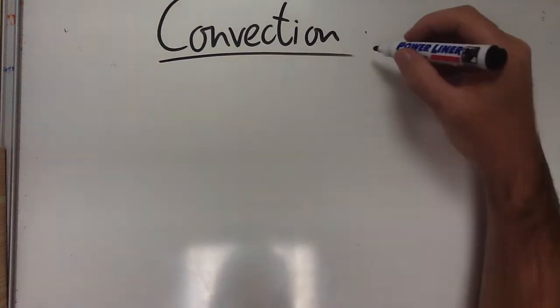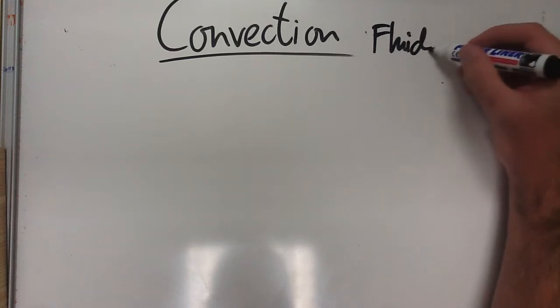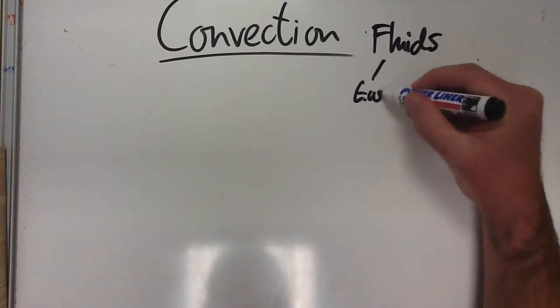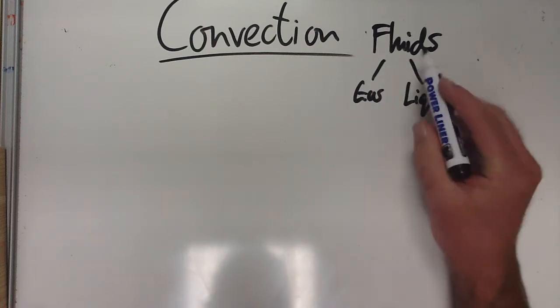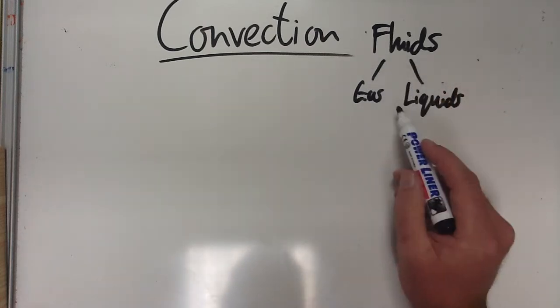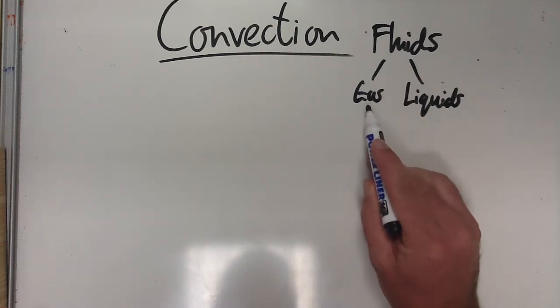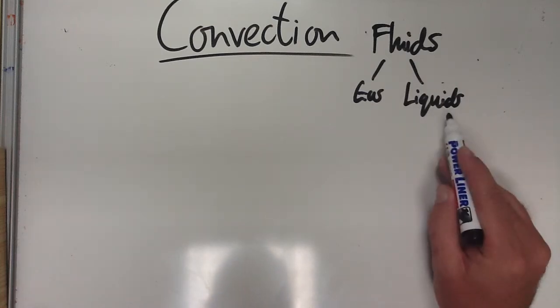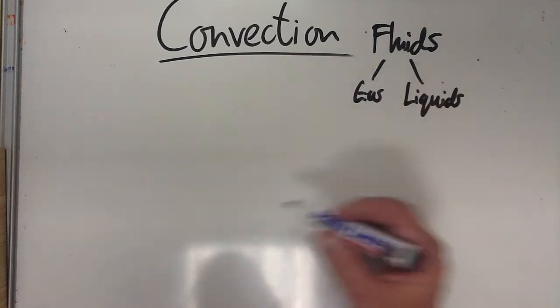Convection is a method of heat transfer that involves moving heat or energy around in fluids. Fluids can be gases or they can be liquids. A fluid is any substance, any state where the particles can move around. So oxygen, nitrogen, helium are all gases, as are Coca-Cola, acid, water, Ribena. All the particles can move there.